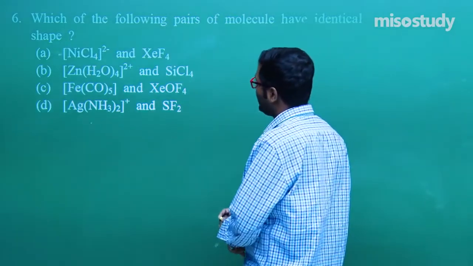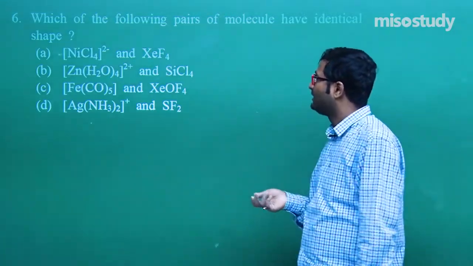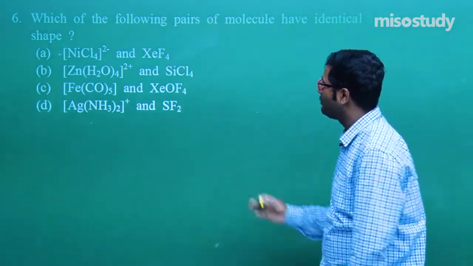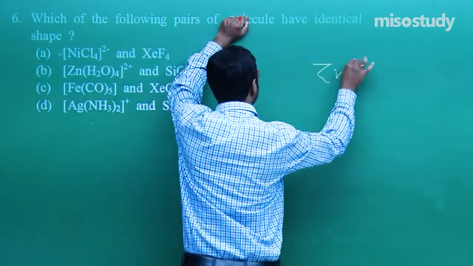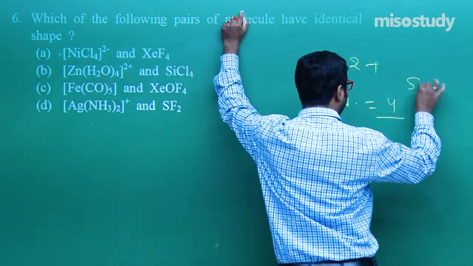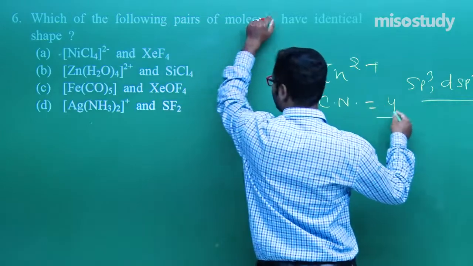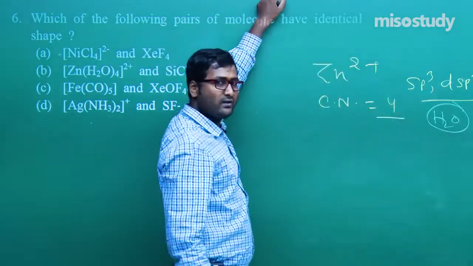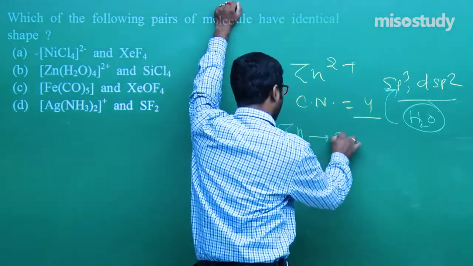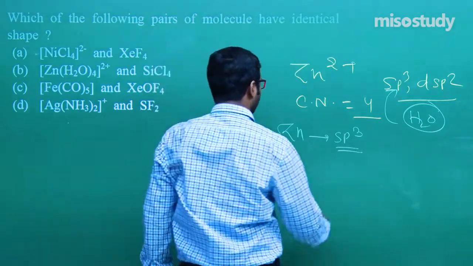Now, identical shape: if I talk about NiCl4 and ZnNF4, by a simple calculation we can say they do not have the same hybridization. But if I talk about Zn(H2O)4, the second option, check it out. Zn is in the +2 oxidation state and the coordination number here is 4. If the coordination number is 4, either sp3 or dsp2 hybridization is possible. And H2O is a weak field ligand, so the hybridization will be sp3. Clear to you? The hybridization will be sp3 in the case of Zn(H2O)4.